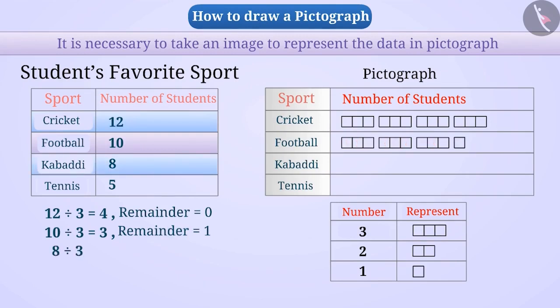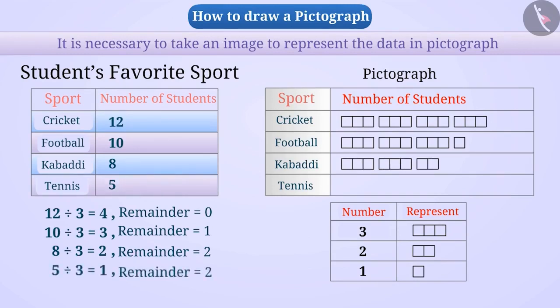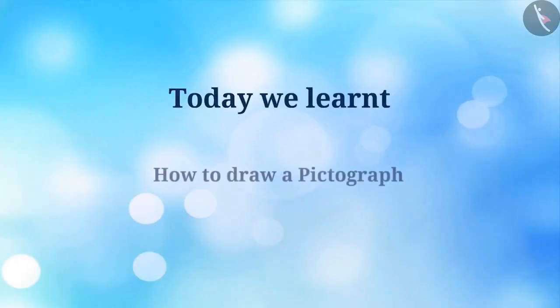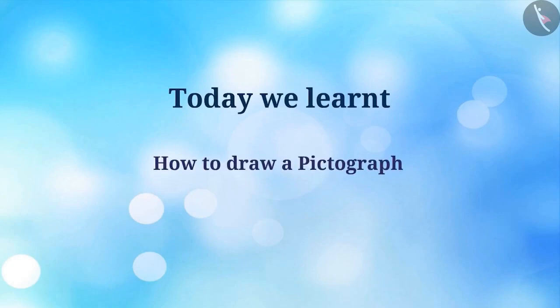Similarly, 8 divided by 3 is equal to 2, and the remainder will be 2. In this way, we can represent 8. Similarly, we can represent 5 in this way. Thus, we have completed the pictograph. Now, you will easily be able to draw any pictograph. Today, we learned how to draw a pictograph.